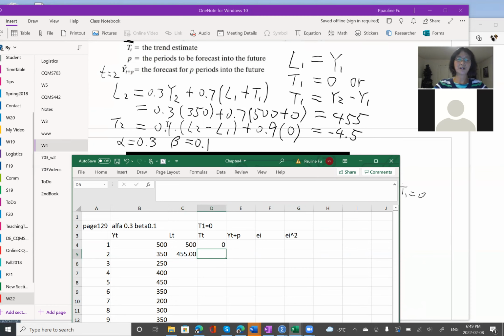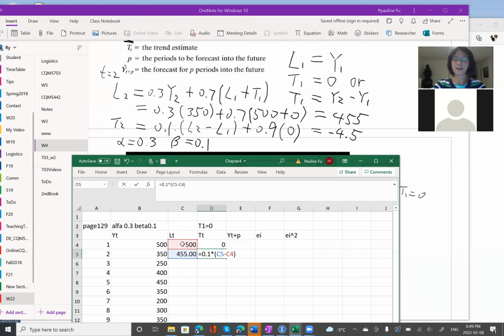Now calculate T2. T2 uses this formula here. T2 equals 0.1 times L2 minus L1 plus 0.9 times 0. So equals 0.1, that is beta, times bracket L2 minus L1. This is L2, and this is L1.